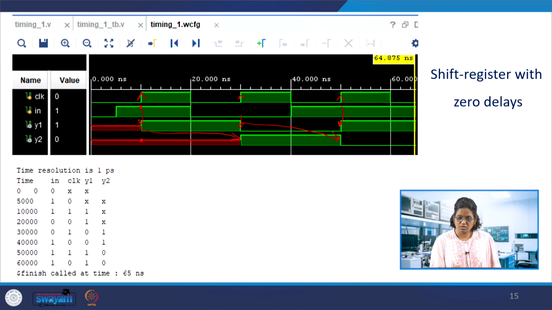So a shift register is formed using this code, and there is no delay. This is the input change, and you can see the clock change and y1 and y2. You can see the shifts in the outputs as well. So there is no issue; these are sequential assignments, with blocking and non-blocking.